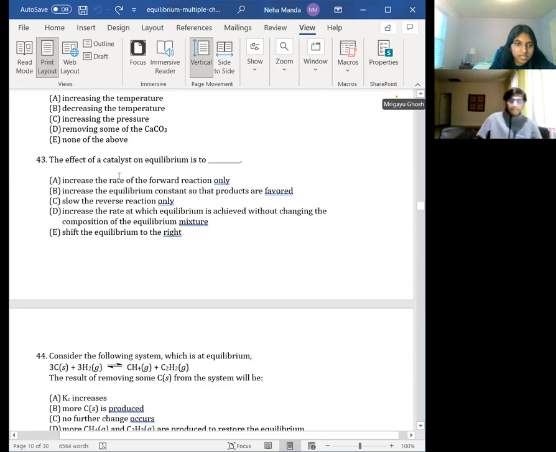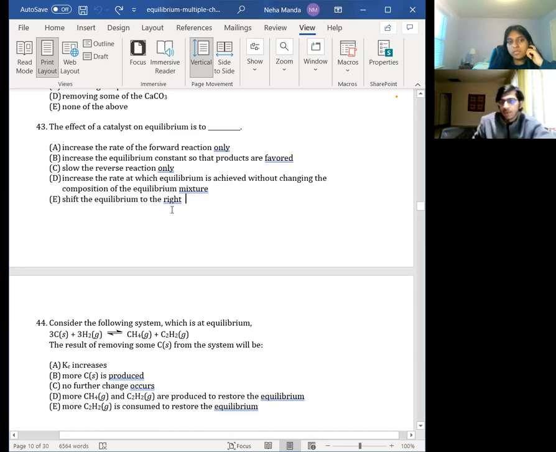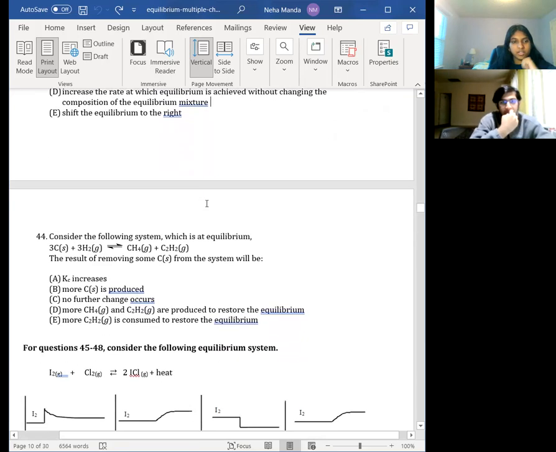Catalyst. Catalyst? I thought we said it doesn't do anything. Catalyst increases the rate of reaction without changing the composition. Okay, I think it's D. The rate at which equilibrium is achieved without changing the composition. I think D. I don't think it has any effect on the equilibrium constant. Temperature is the only thing that affects the equilibrium constant. And I don't think you can increase the rate of the forward reaction without also doing the reverse reaction, right? Yeah, that doesn't make sense. Okay.